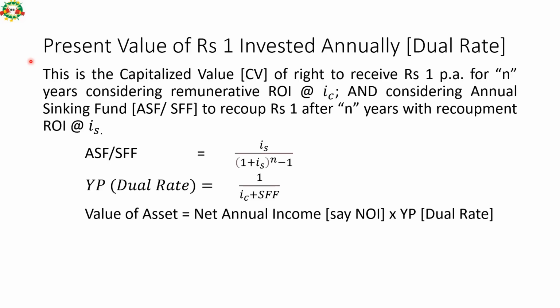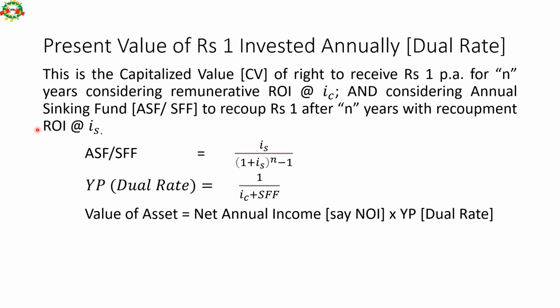So I'm not focusing again on concepts because those concepts are already clear to you. We are focusing on the Excel sheet here. So this is basically the capitalized value of 1 rupee invested, to be received 1 year for the next n number of years, with a remunerative rate of interest of IC, and considering an annual sinking factor of 1 rupee to recoup 1 rupee after n number of years, considering a recoupment rate of interest of IS.